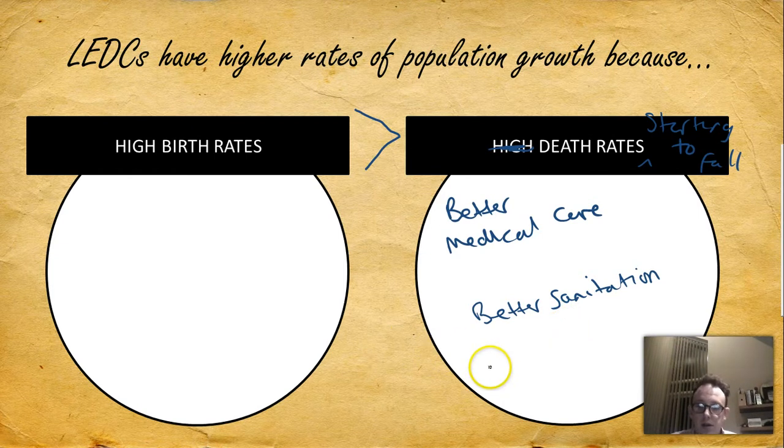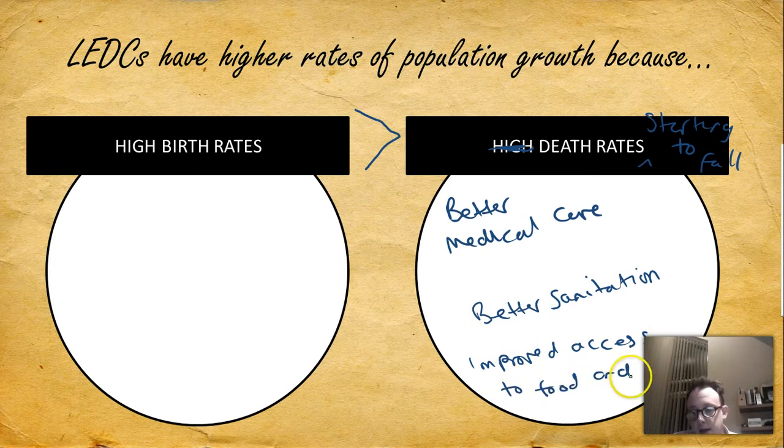Other things might include, in some areas at least, improved access to food and clean water. If they've got better access to food and clean water, they're more likely to have a healthy lifestyle, more likely to live. So that's the reasons why death rates are starting to fall. They've got better medical care, better sanitation, and improved access to food and clean water. So why are the birth rates so high? Well, some of this is down to things like lack of contraception.